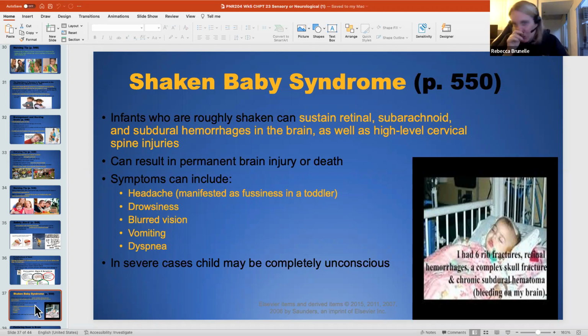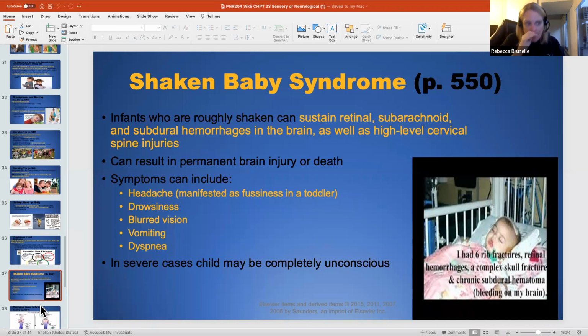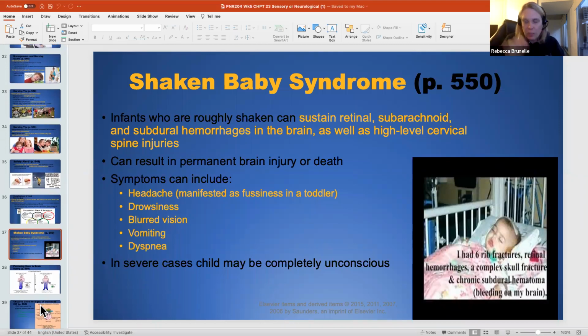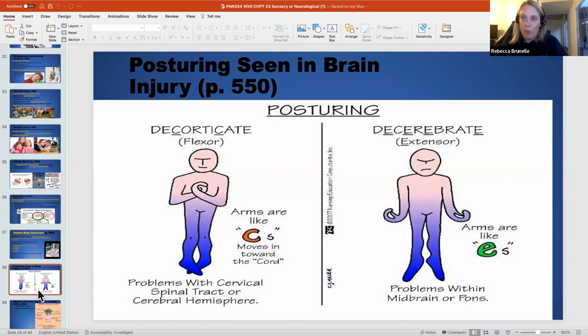So just in general, to be aware when you're working in pediatrics, you always have to have in the back of your mind that child abuse is possible. If a child comes in and something doesn't seem to add up, the story doesn't make sense, bring that child abuse thought farther up and do some more investigation.